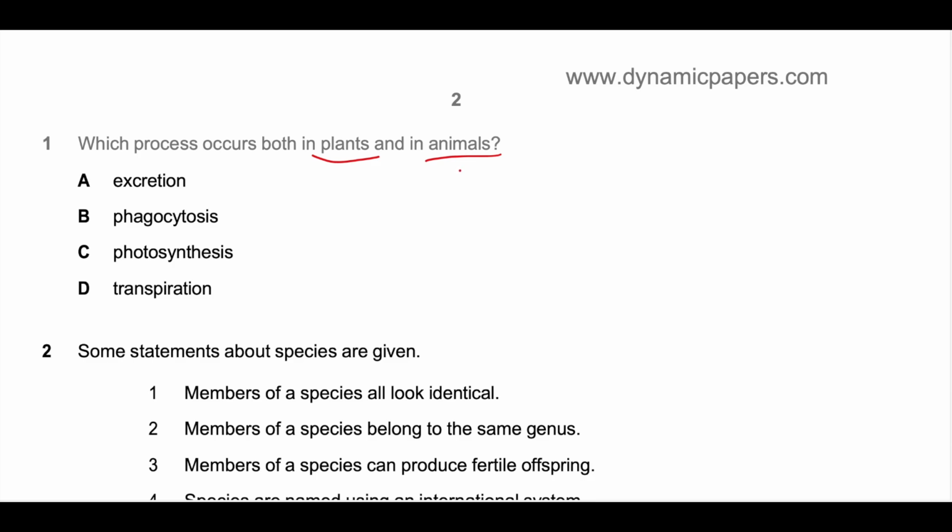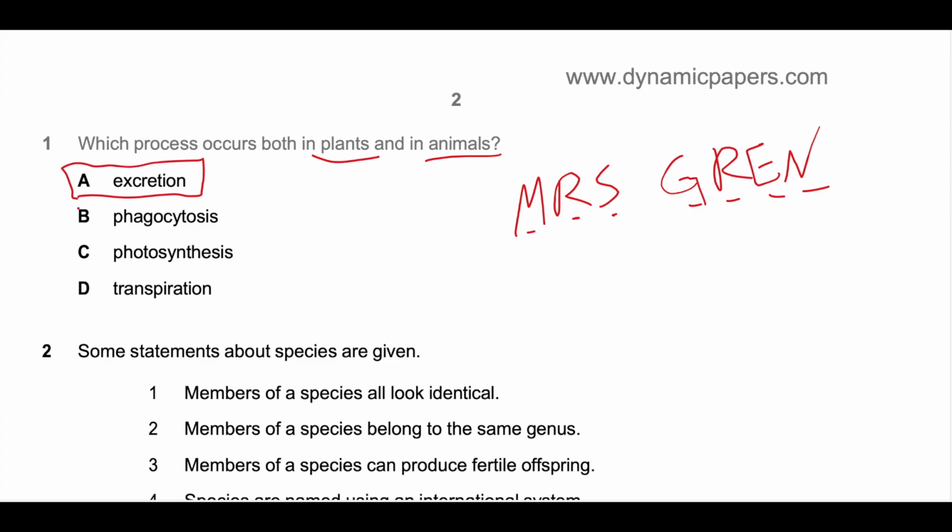Let's think about the 7 characteristics of living things, which we can remember with the acronym Mrs. Gren. If you remember, M stands for movement, R stands for respiration, S sensitivity, G growth, R reproduction, E excretion, N for nutrition. We can find here that excretion as a choice is available, but let's have a look.